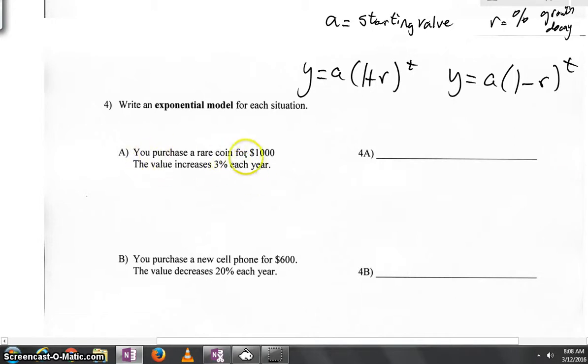So you purchase a rare coin. This is $1,000. This is your start. In other words, this is your A value. You increase 3% each year. So we are dealing with growth. We're going to be dealing with y equals A times (1 plus r) raised up to the t.